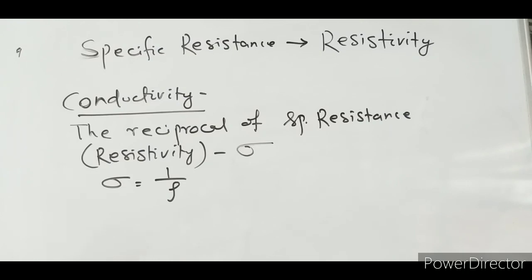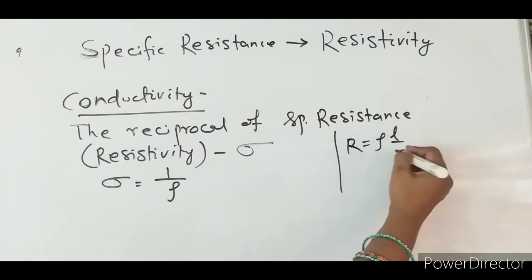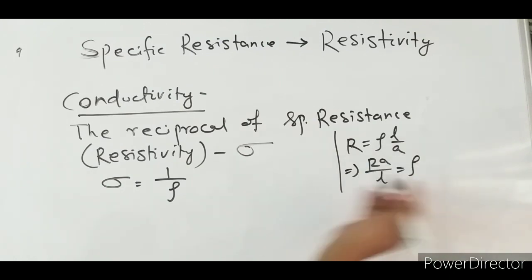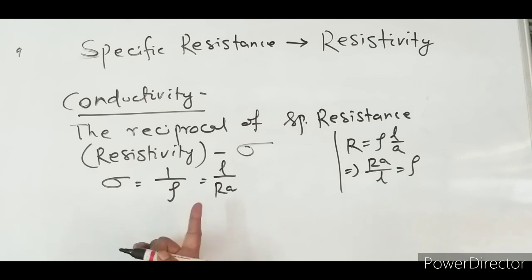Okay, so R equals rho L by A, which implies R A by L equals rho. So now 1 by rho equals how much? L by R A. What will be its unit? The unit can be ohm inverse meter inverse.